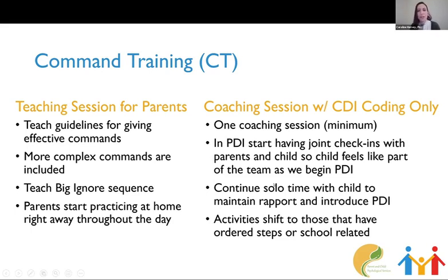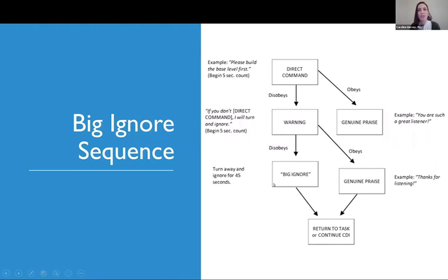Okay, so let's move on over to what the sequence looks like. We're always going to start with a direct command. The example here: please build the base level first. This would be maybe with a step-by-step Lego set that we were speaking of. Then the same warning: if you don't obey the command, I will turn and ignore. So in this situation, the consequence is a big ignore. If they listen, we're going to give that same genuine praise: you're such a great listener.